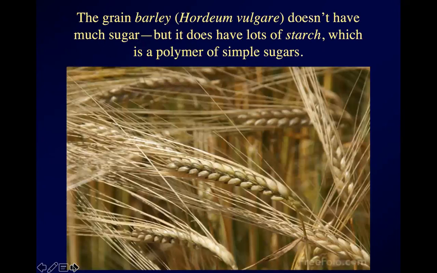If you want to make a different type of drink, you can start with a grain called barley. That's what barley looks like when it's growing. And barley does not contain an awful lot of sugar. It does, however, have a lot of starch, and a starch is a polymer of simple sugars.